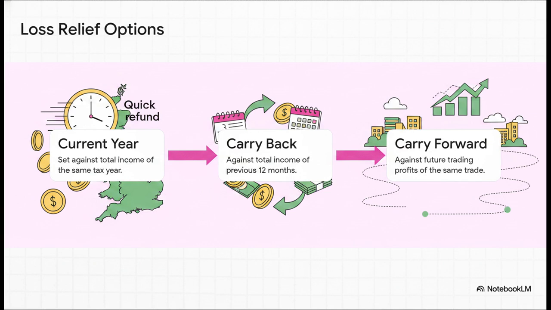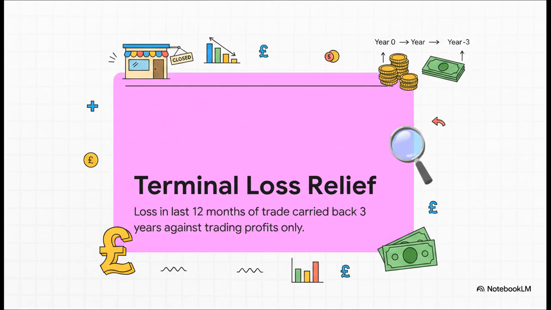Now, actually closing down a business is tough, but HMRC does offer a fairly generous parting gift. This special rule is called terminal loss relief. If you happen to make a loss in the final 12 months of trading, HMRC offers a generous relief that allows you to carry that loss back up to 3 years against previous trading profits, starting with the latest year first. It's a fantastic lifeline for a closing business, and trust me, it is a highly testable exam concept.